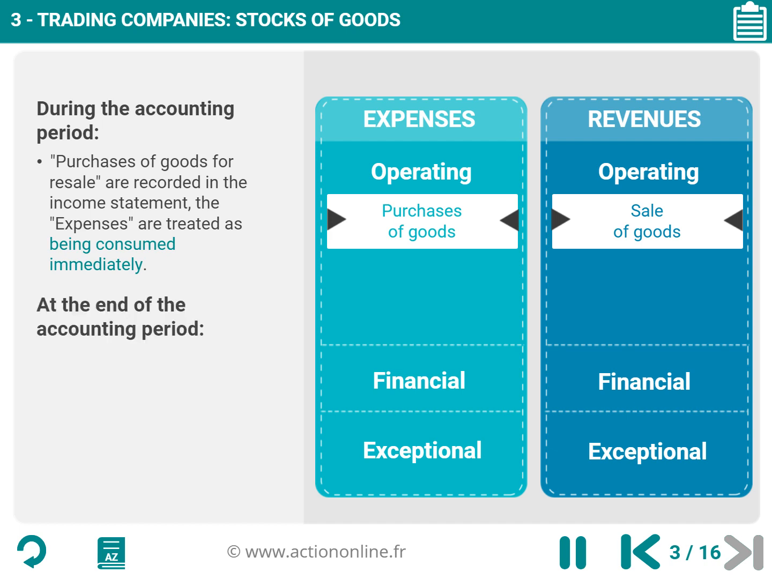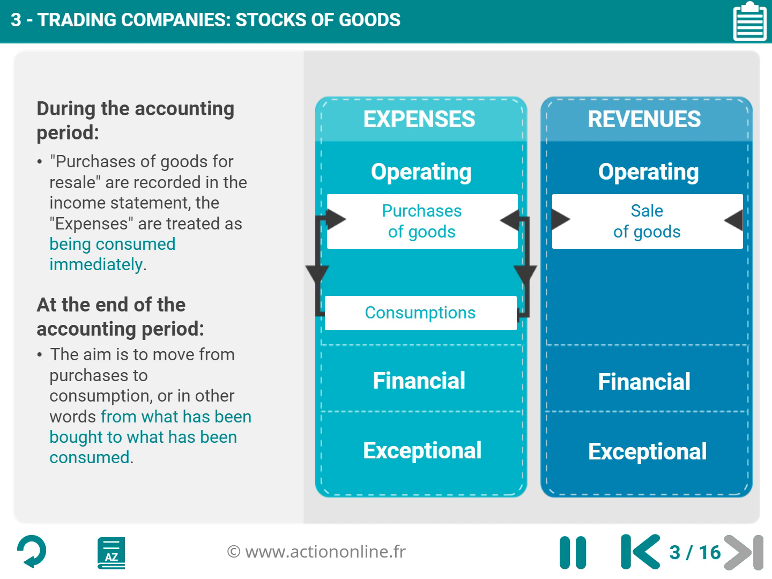At the end of the accounting period, we move from fiction to reality. Throughout the year, the accountant treats all purchases as having been consumed. However, this is not what happens in real life. The only goods that have been consumed are those that have been sold, which may not necessarily be the case for all the goods bought during the accounting period. The aim is therefore to move from purchases to consumption, or in other words, from what has been bought to what has been consumed.